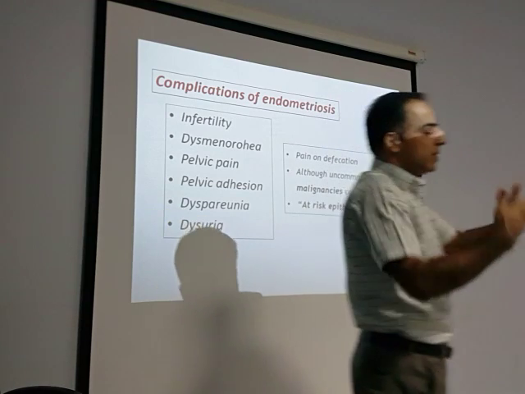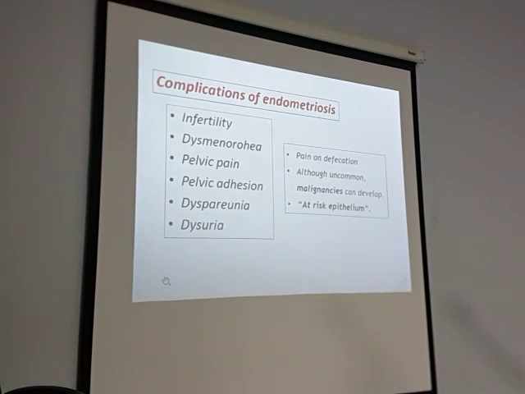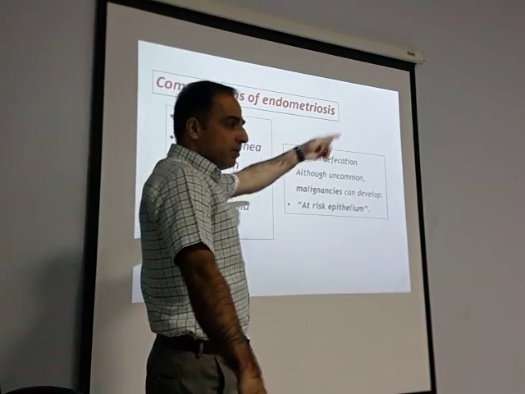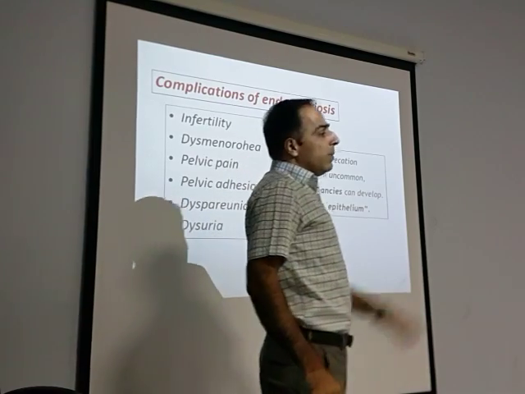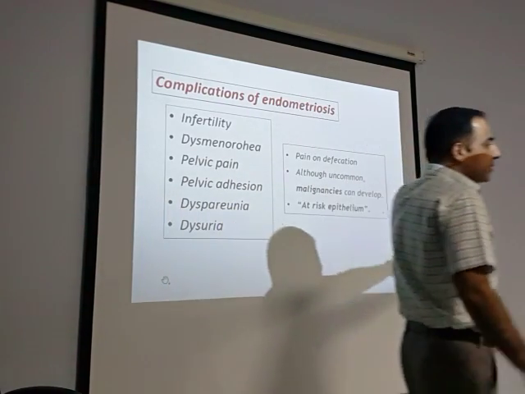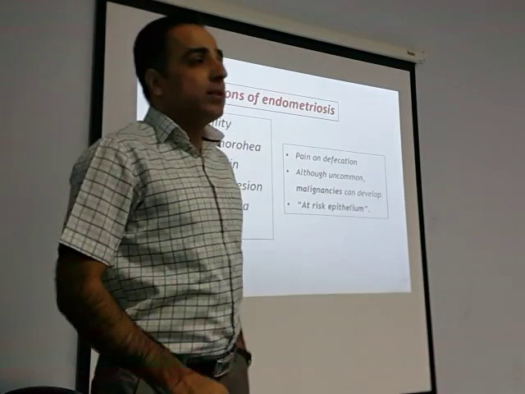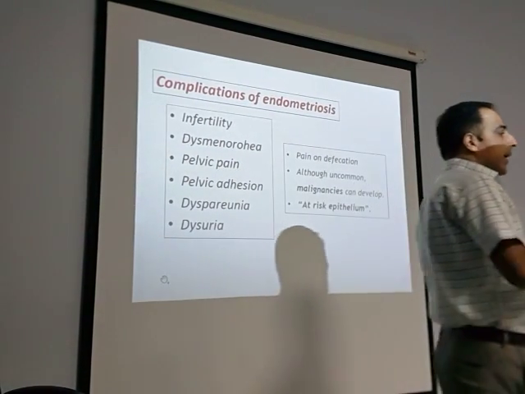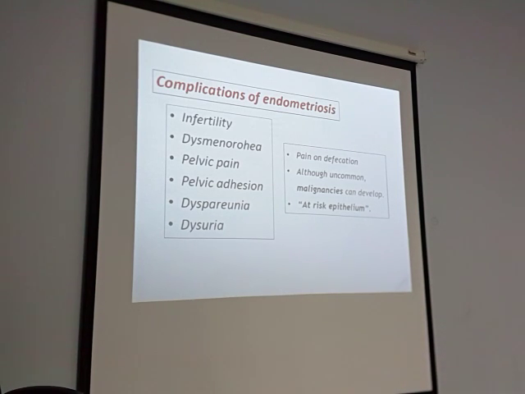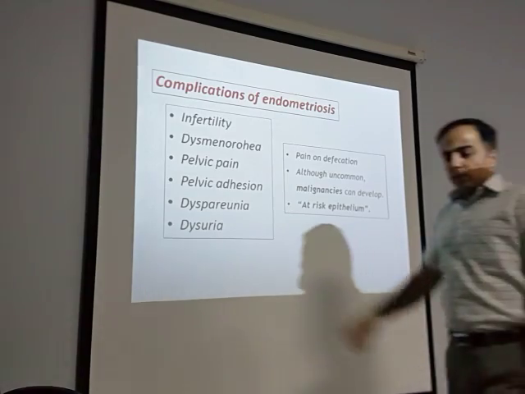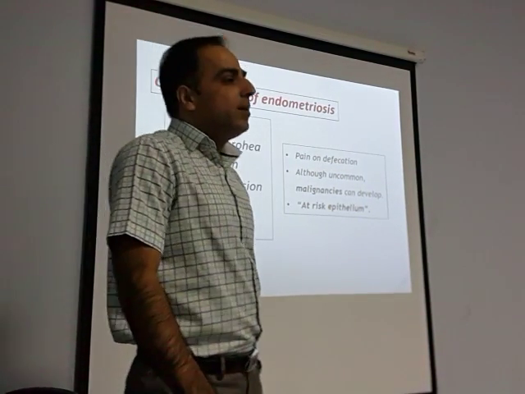So what are the complications? Infertility, fibrotic adhesions. Sometimes the tube can get blocked. So it can cause infertility, dysmenorrhea, painful pelvic pain, pelvic adhesions between the different organs, dyspareunia, dysuria, and pain on defecation if the rectum is involved. And although uncommon, malignancies can also develop because it is at-risk epithelium. Clear? So endometriosis is endometrial glands and stroma at ectopic sites outside the uterus. There are many theories: metaplastic theory, metastatic theory, regurgitation theory, and stem cell theory. It can cause many complications, and one of the uncommon complications is malignancy.